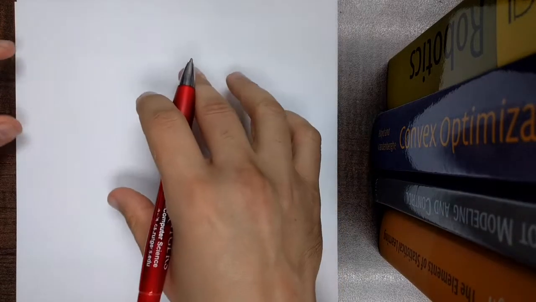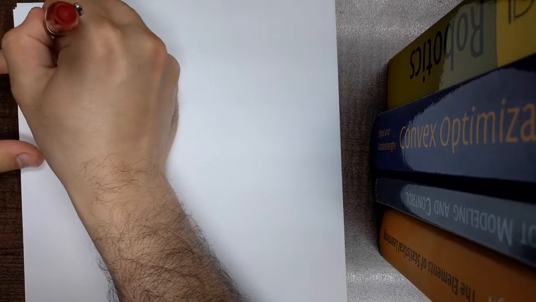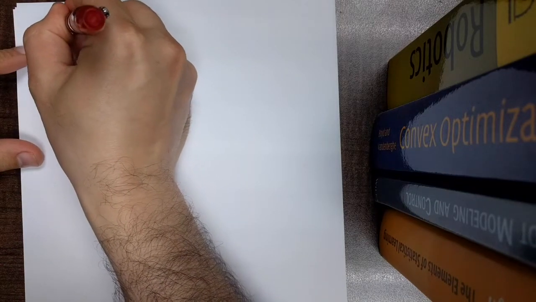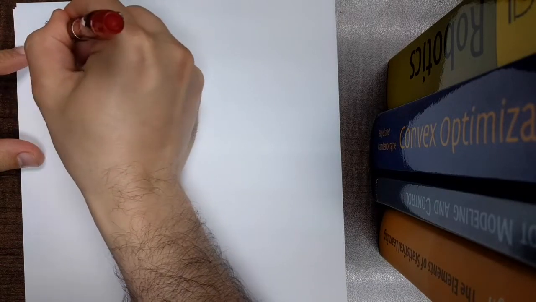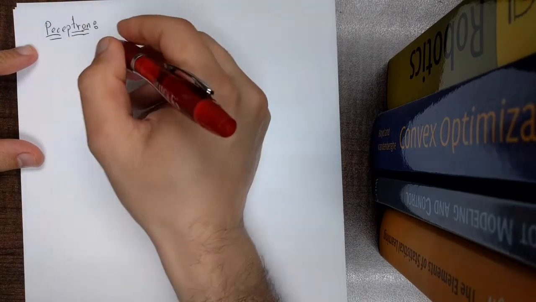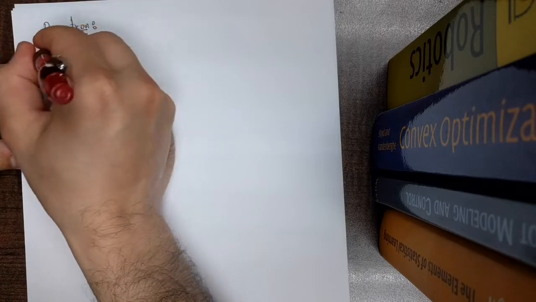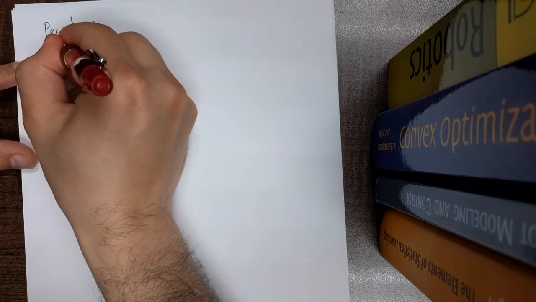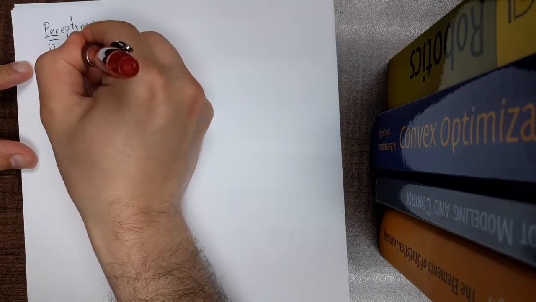Hello, in this video I will try to explain the Perceptron algorithm. It's a very simple linear classifier. Let's start with the example problem of classifying images into faces or not faces.